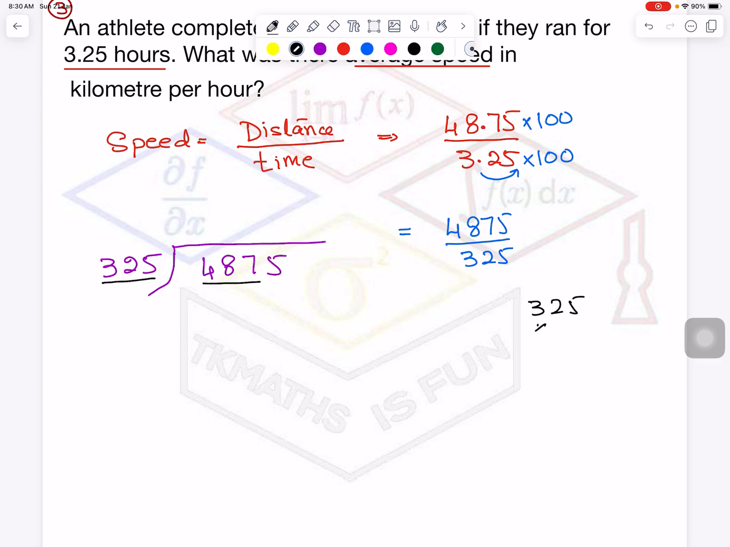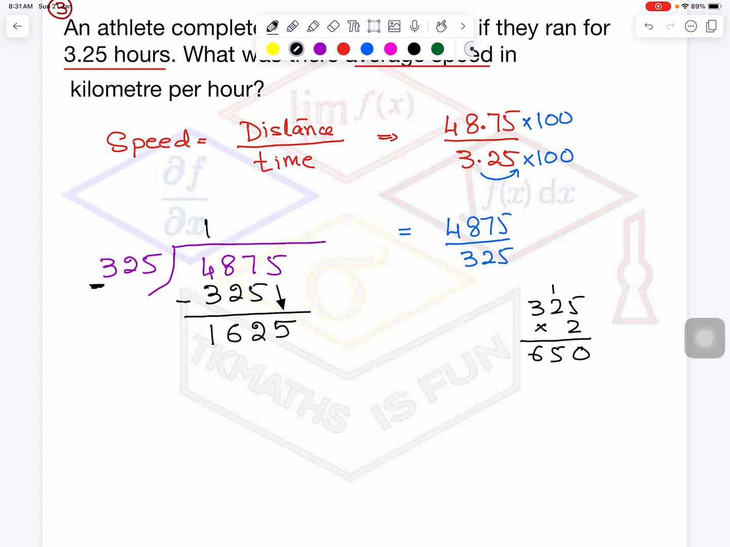325 multiplied by 2 will be 600 or 700 something, but still I'm doing it to show you why I will do 325 times 1 only. It is 650, and 650 is bigger than 487, so I will multiply 325 by 1 only. 325 ones are 325, and then I will subtract. 7 minus 5, 2, 8 minus 2. Now 162 is smaller than 325, so I need to bring down this 5.